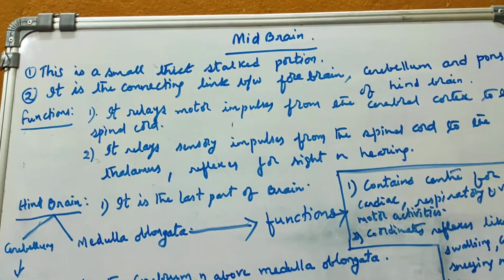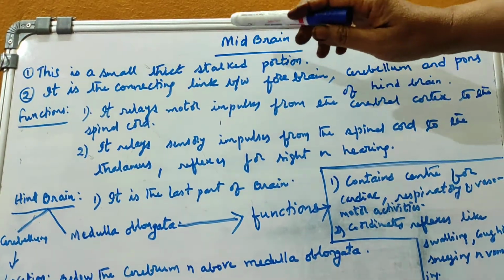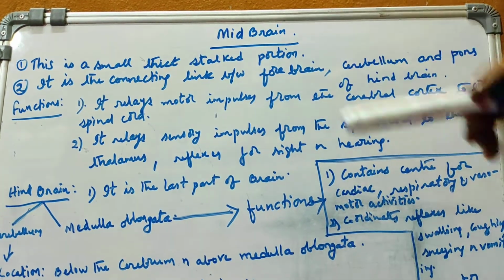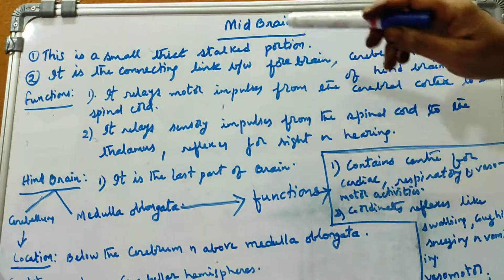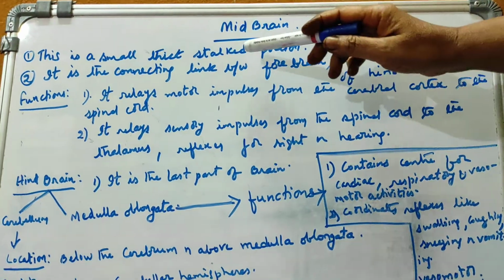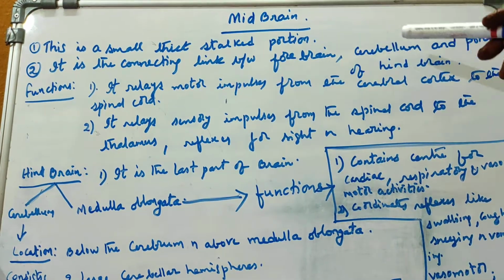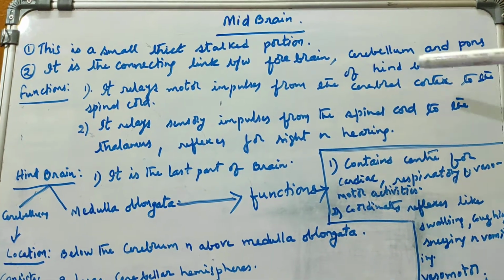Yeah, in the previous video, I discussed the forebrain. Now, the midbrain I am discussing now. Okay, midbrain. And midbrain is actually a small one, but this is a thick and stalked portion. Okay, and it is the connecting link between the forebrain, and the cerebellum and pons of the hindbrain.